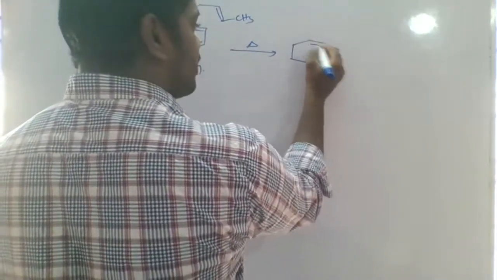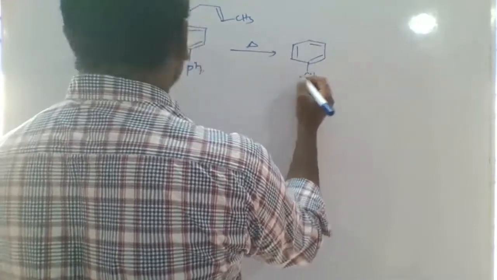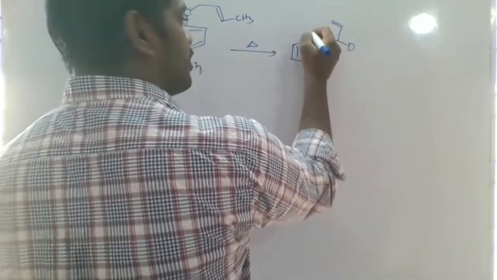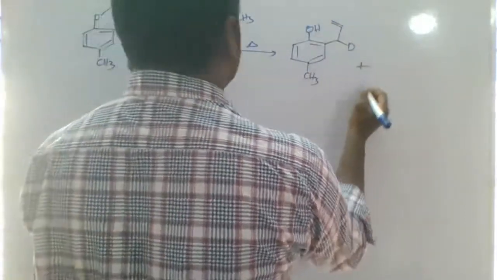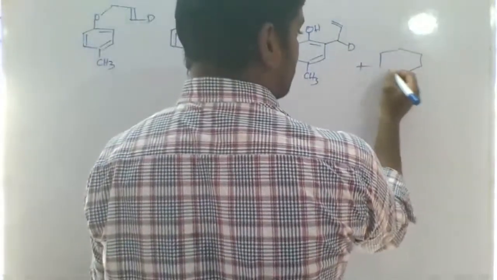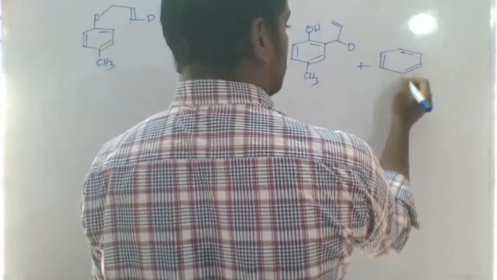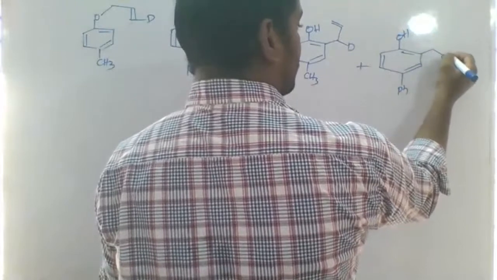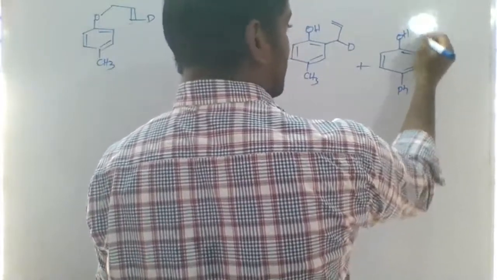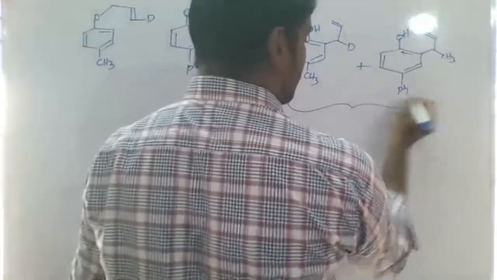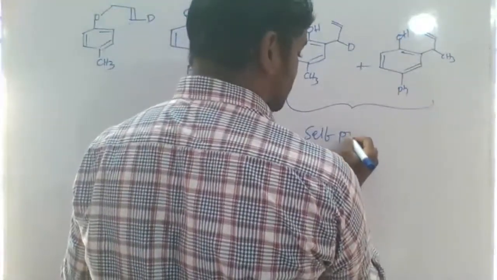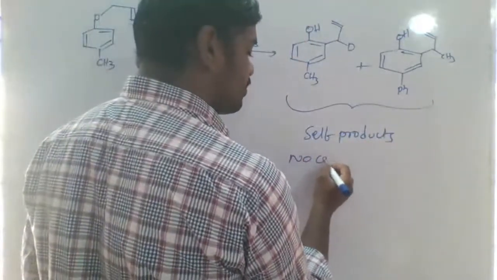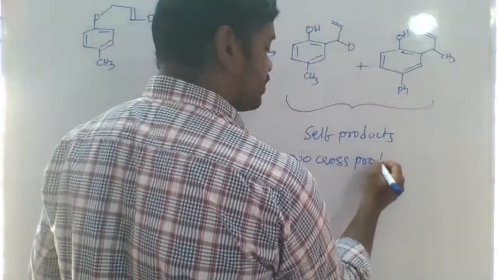So first one, what happened? Here CH3 is there. Here deuterium is present. Here OH. Plus here, which is present? Here phenyl group is present. Here OH. Here methyl group is the substrate and here is the allyl group. So what happened? Self products are formed and no cross products are formed.